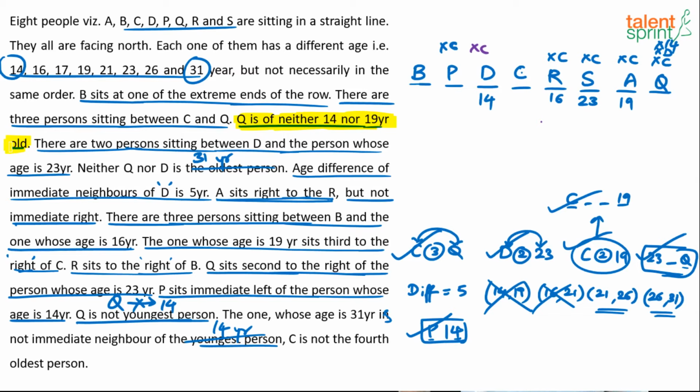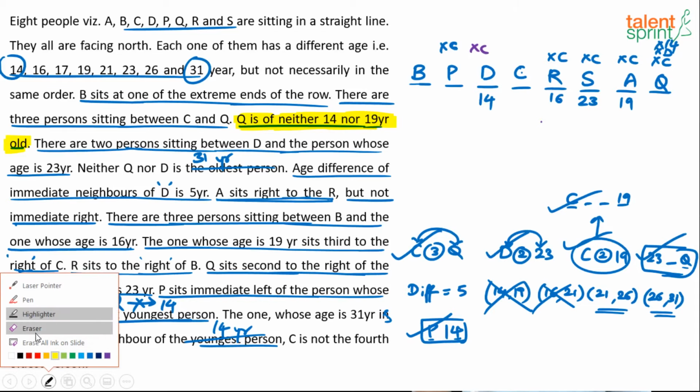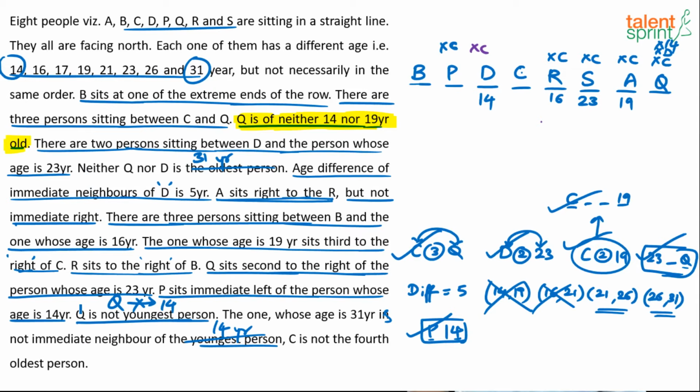It's not useful. The other point we have is neither Q nor D is 31 years old. Neither Q nor D is 31. So D is anyway fixed as 14. Q cannot be 31. 31 cannot come here. Okay. What else do we have about ages?